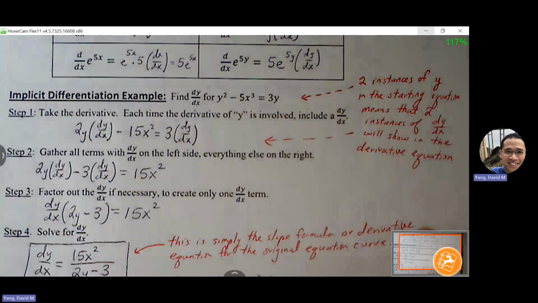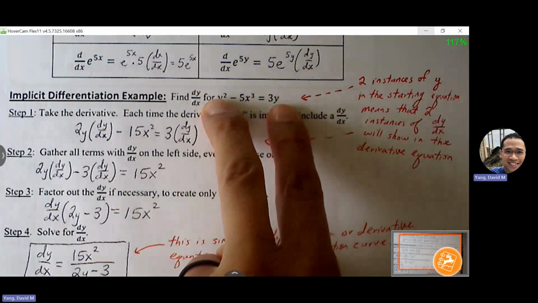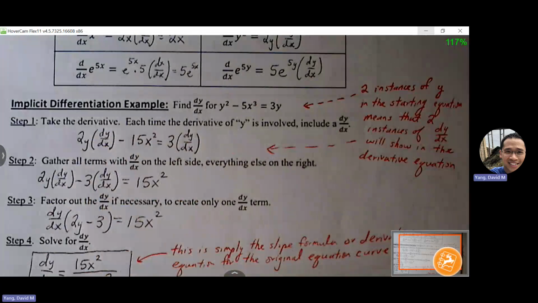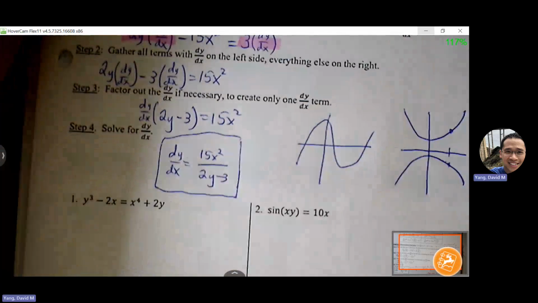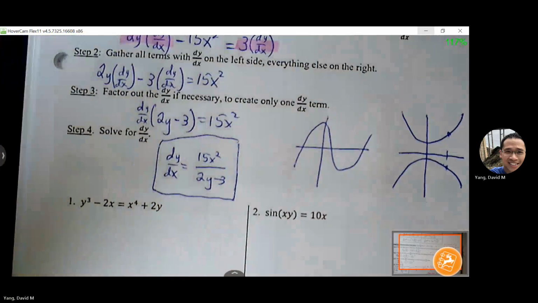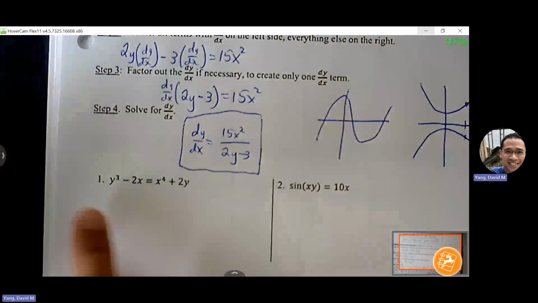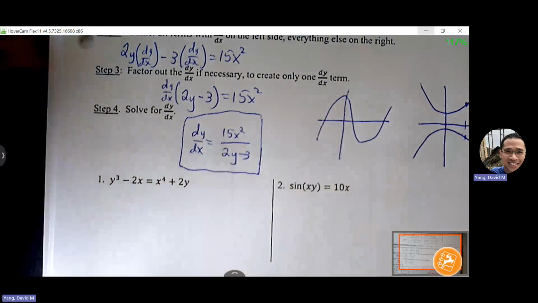Okay, so maybe a better way to do it is count how many instances that you see of y's in the original equation, and that's how many dy dx's you expect to show up in your derivative step. Okay. All right, so let's try number one. I'll work through the first step and then you guys can finish it. Okay, so what's the derivative of 3 of y cubed?